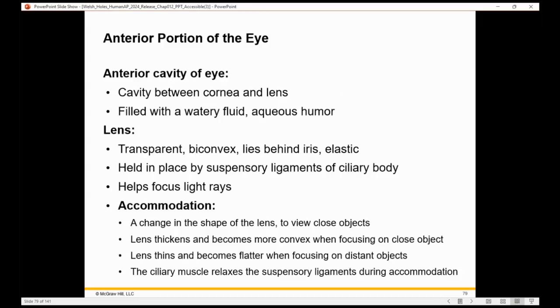The anterior cavity of the eye. This is a cavity between the cornea and the lens, and it's filled with a watery fluid we call the aqueous humor.